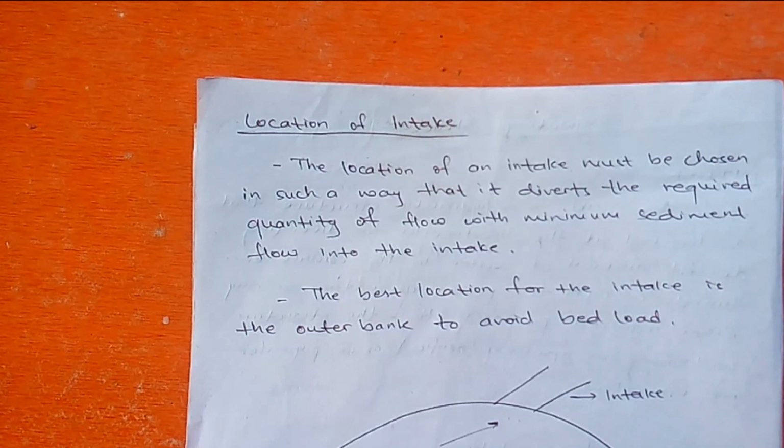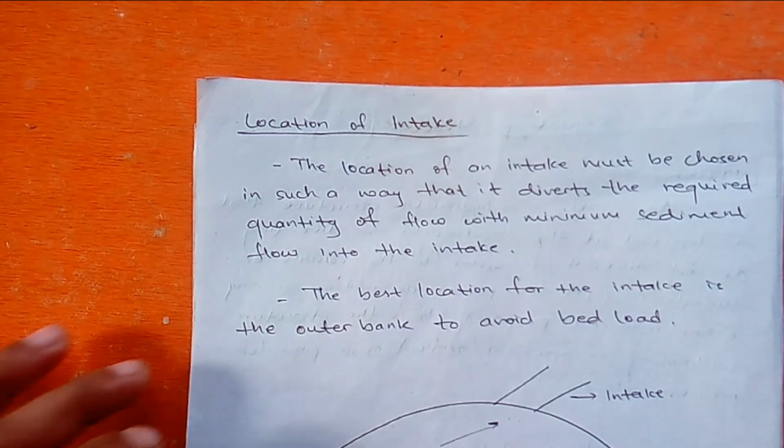We have already studied this part in the requirements of an intake. The location of an intake should be such that it diverts the quantity of flow required for power generation, and it should carry minimum sediment into the intake. No sediment intrusion is nearly impossible. That's why an intake should be located in such a place that there is minimum sediment intrusion into the intake, into the canal.